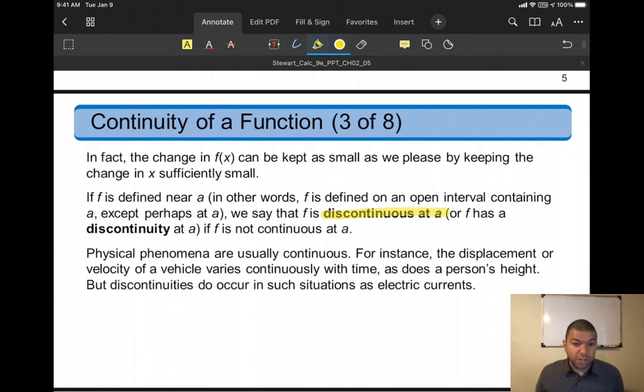They talk about discontinuities when we have electric currents. That's very common too. Whenever there are random events, there are also discontinuities. Whenever stuff is random.